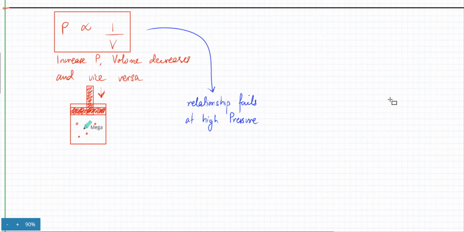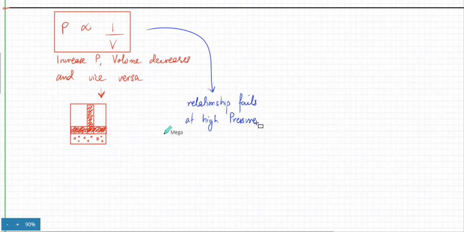Why doesn't it work? Just imagine that you're trying to compress a gas. The particles are getting closer and closer together. You're increasing pressure and the volume keeps on decreasing. But up to a certain point, the piston would move downwards, but there would come a point where the gas particles are so tightly packed together because of the high pressure that you're using that they're no longer going to compress. Gases can only compress to a certain point. Beyond that point, the volume would not decrease. So the relationship fails at high pressure.